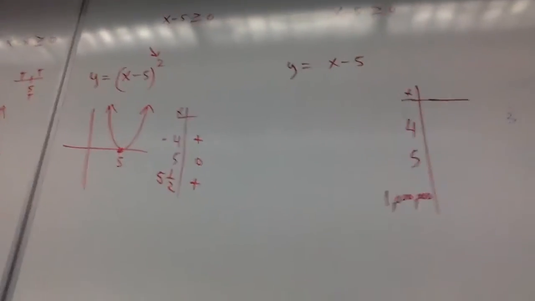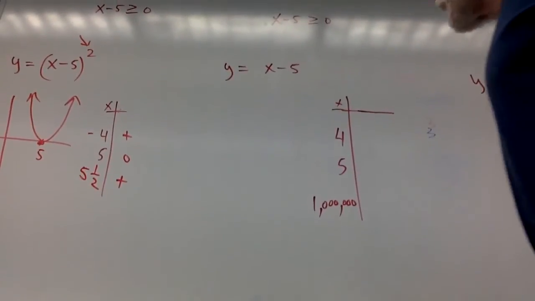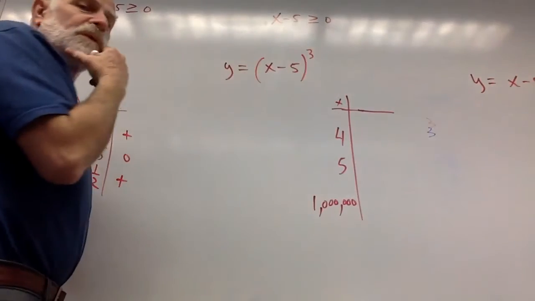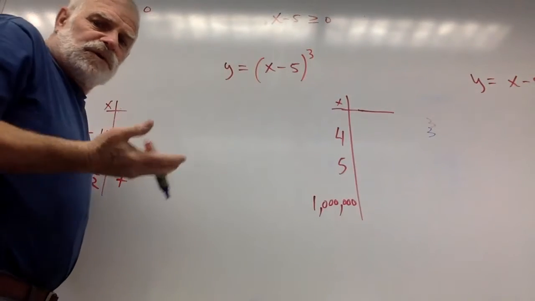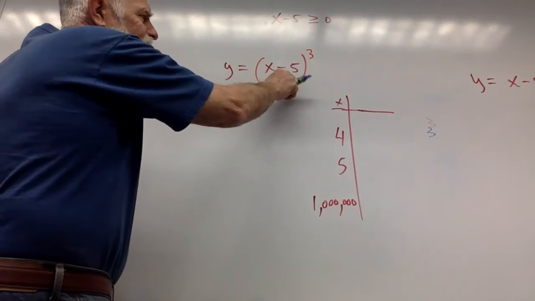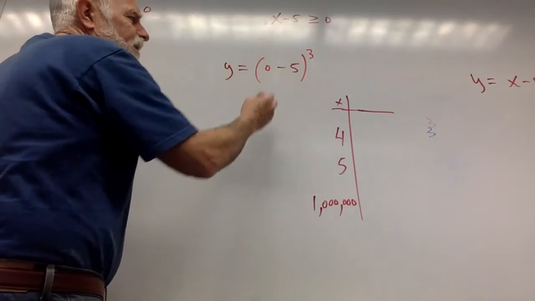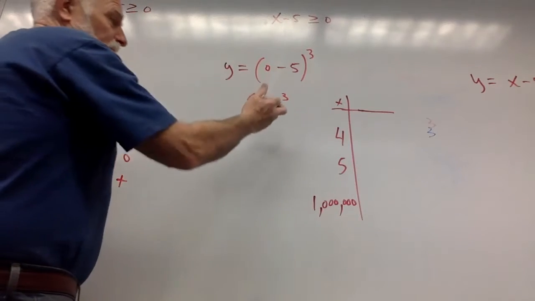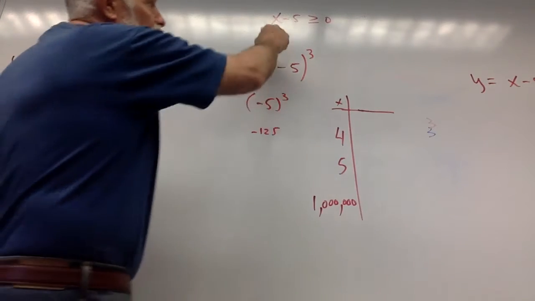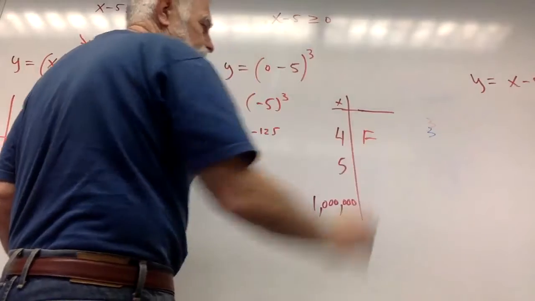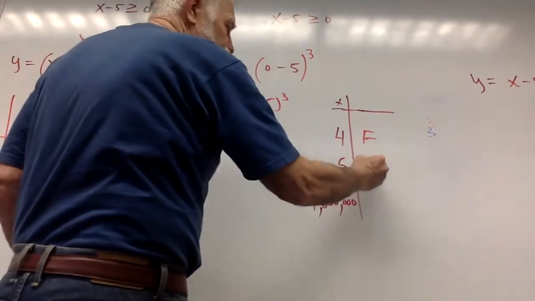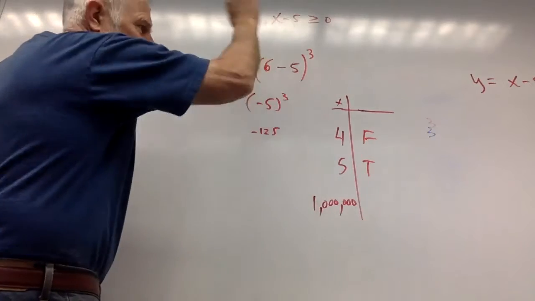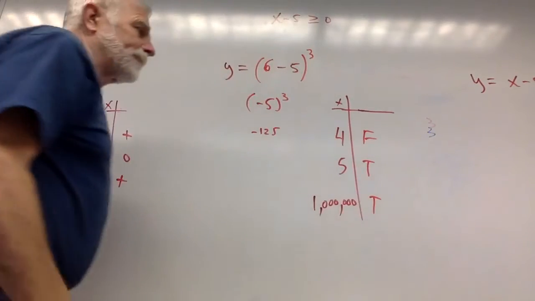X minus 5 again. This time, let's cube it. Throw some numbers in, like 4. User-friendly numbers, or 0. 0 minus 5 is fine. 0 minus 5, -5 in parentheses cubed, is minus 125. Is it greater than or equal to 0? False. Right? 5 still works, that's true. And putting a number bigger than 5, 6 or 1,000,000, doesn't matter. Cube it, it's true. All right.